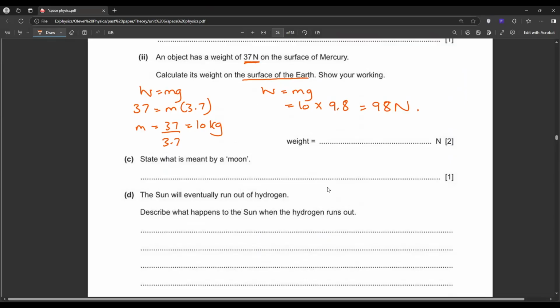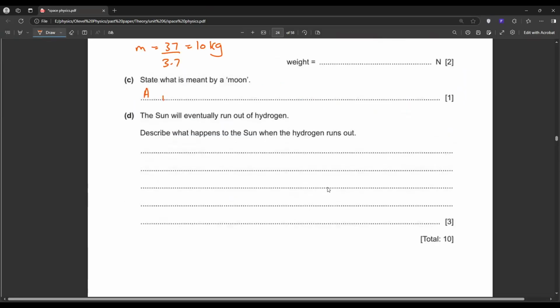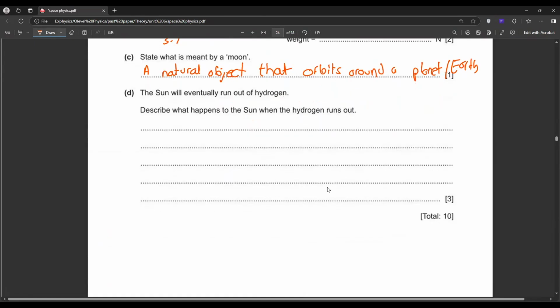State what is meant by a moon. A natural object or a natural satellite. A natural object that orbits around a planet, or you can say around Earth. Simple. The sun will eventually run out of hydrogen. Describe what happens to the sun when hydrogen runs out.